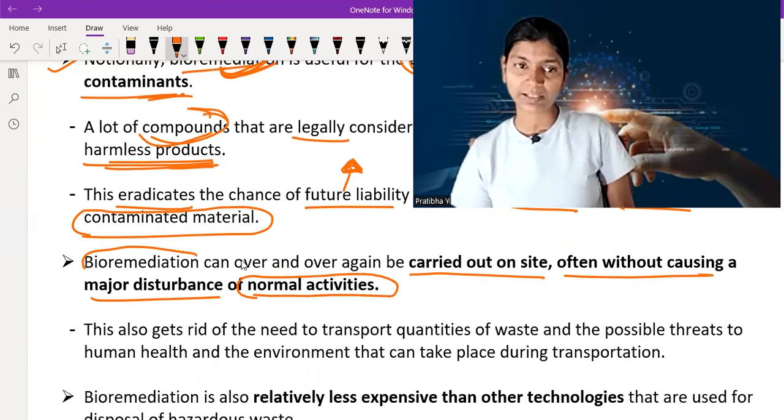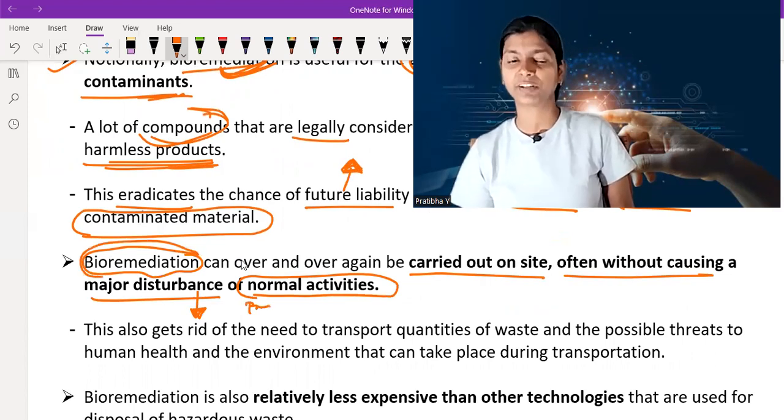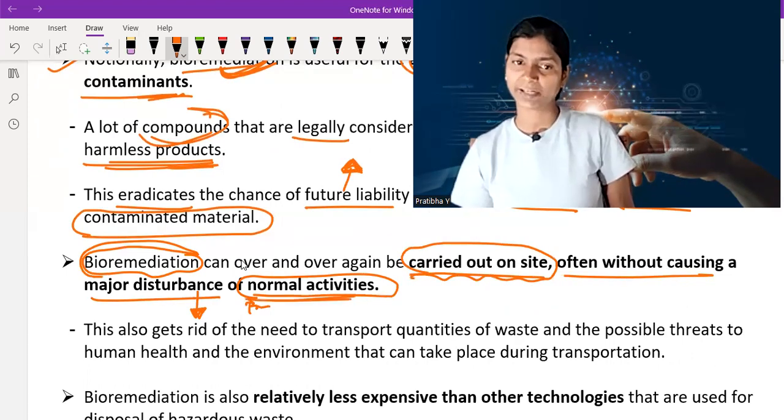Bioremediation does not create a major disturbance in an area where these types of pollutants are present. So on a daily basis, or even very frequently, industry or government carry out bioremediation on site without causing a major disturbance to normal activity.